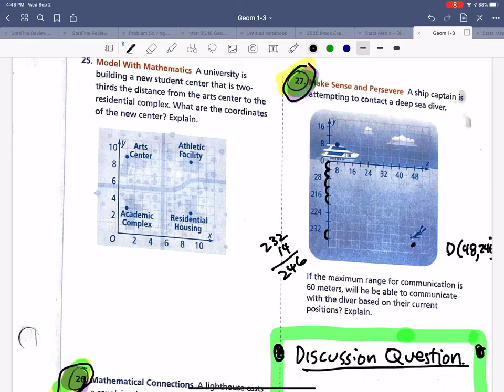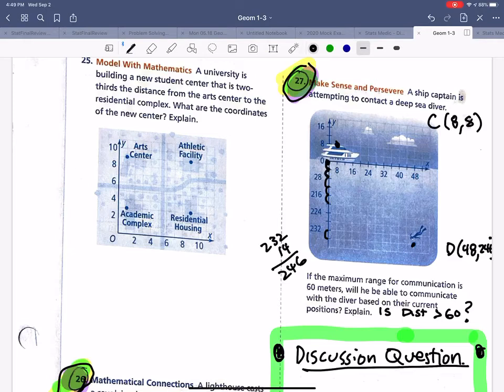So a captain's trying to contact a deep sea diver. If the maximum range for communication is 60 meters, will he be able to communicate with the diver? Really what we're asking here, here's where he is at the coordinate. The captain is at 8, 8. And so they're really wanting distance. They're saying, is this greater than 60? If it is, they're not going to be able to communicate. So they're asking, is the distance greater than 60? That's really what they're asking.